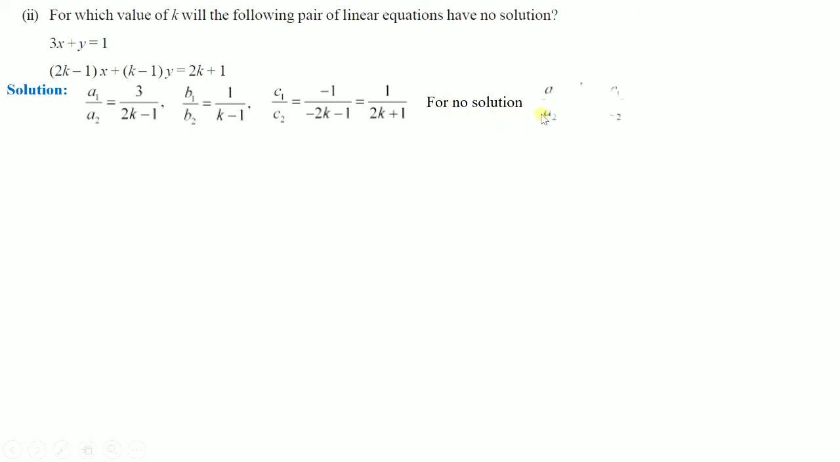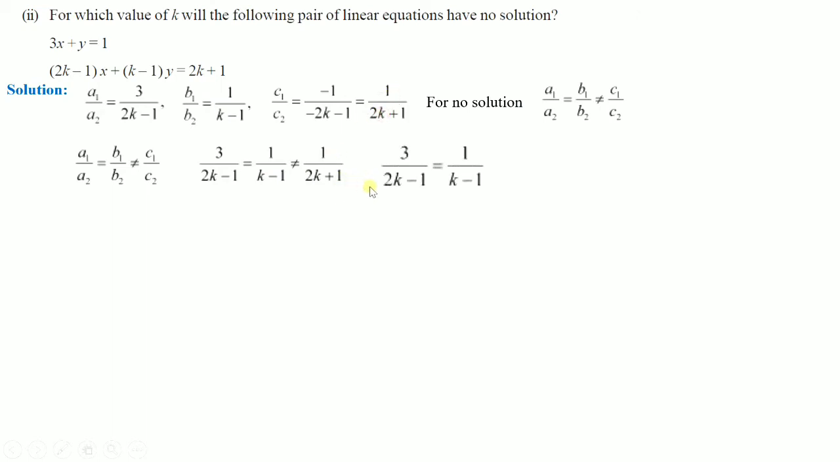For no solutions, a1 upon a2 is equal to b1 upon b2, which must not be equal to c1 upon c2. So here we will put the values. This 3 upon 2k minus 1 is a1 upon a2, b1 upon b2 is 1 upon k minus 1, and c1 upon c2 is 1 upon 2k plus 1.